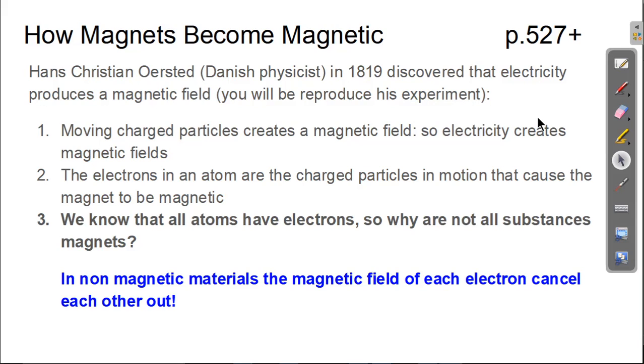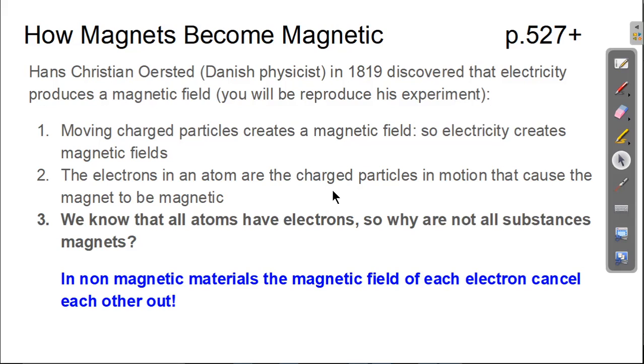You're going to learn that electricity has a magnetic field. You already learned about electromagnetic fields before, electromagnetic radiation. Remember how they had both components. So moving charged particles create a magnetic field. Electricity is just electrons, which are charged particles, and moving charges create magnetic fields. The electrons in an atom are the charged particles in motion that cause the magnet to be magnetic. Okay, those two things are facts that you need to know.